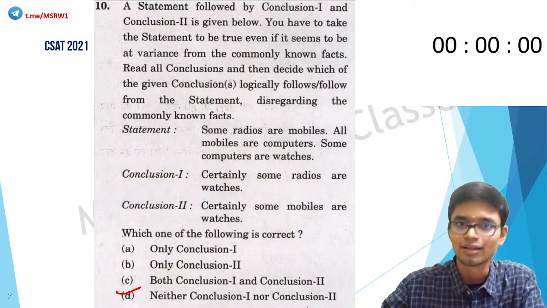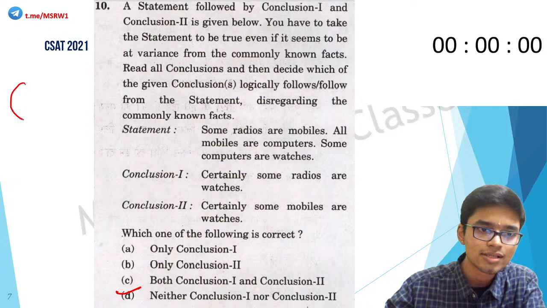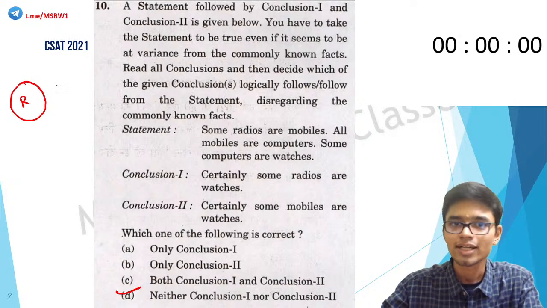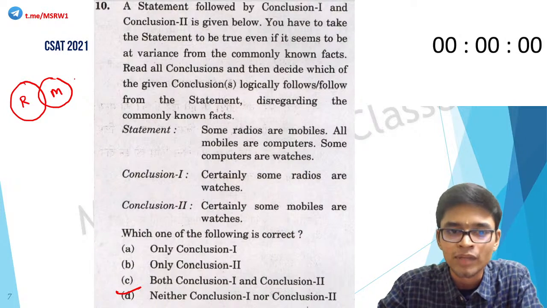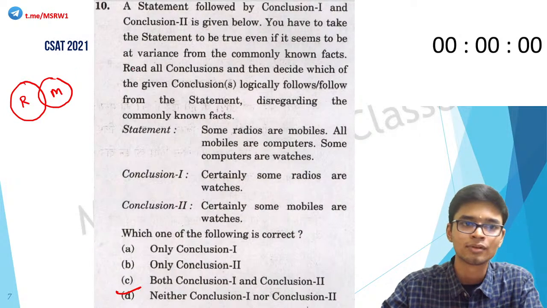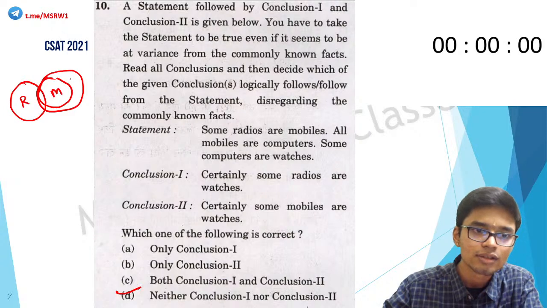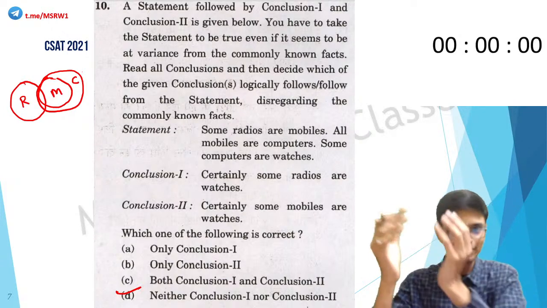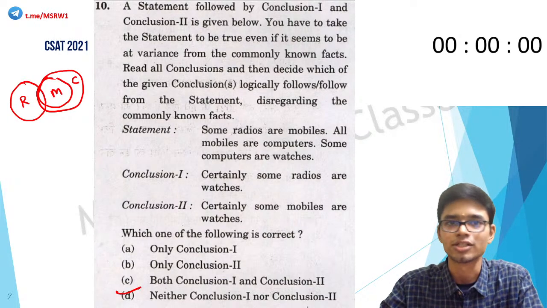All right. Let's try it out. Some radios are mobiles. Okay, so I'm going to put a circle here. It is for radios. All right. It says some radios are mobiles. Okay, so some radios are actually mobiles. Okay, all mobiles are computers. Okay, so every single mobile is a computer. Okay, so the entire section of mobiles will come within computers. Third one says some computers are watches.